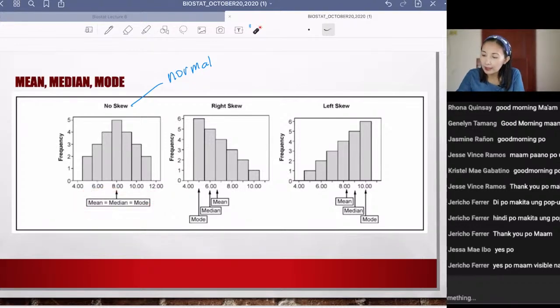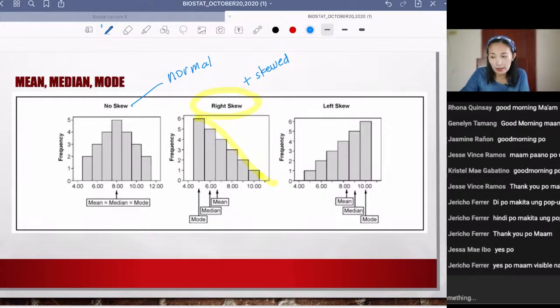Now, let's look at the second graph. Why is it right skewed? Okay, let me highlight right skew. Take note that if I draw a line joining the midpoints, the tail extends on the right. Okay? The tail extends on the right. This is positively skewed. Let me write it here. Positively skewed. What do we mean by that?